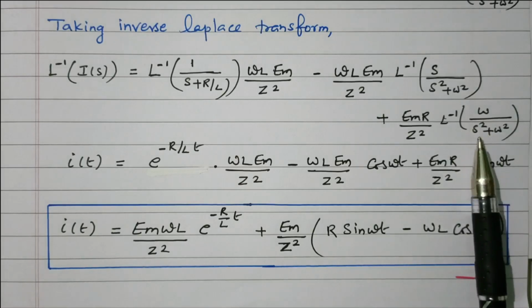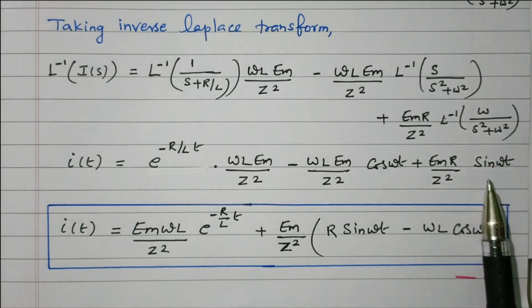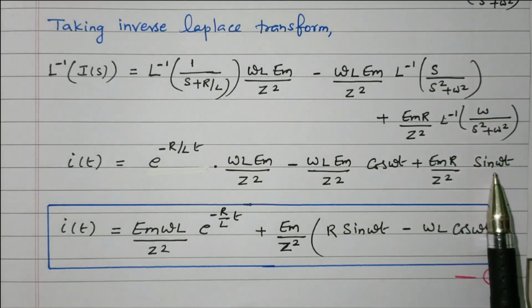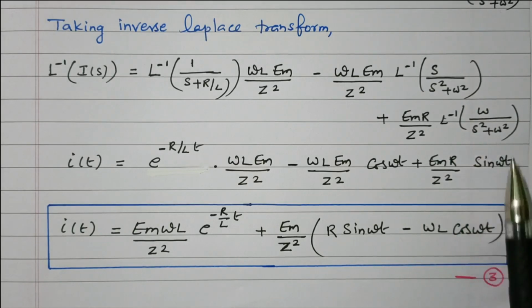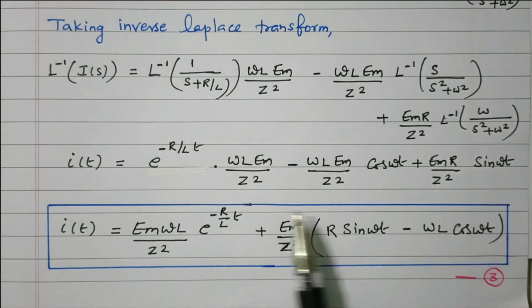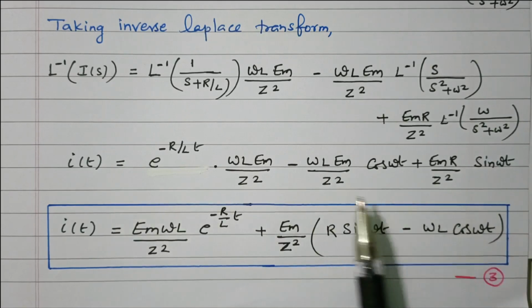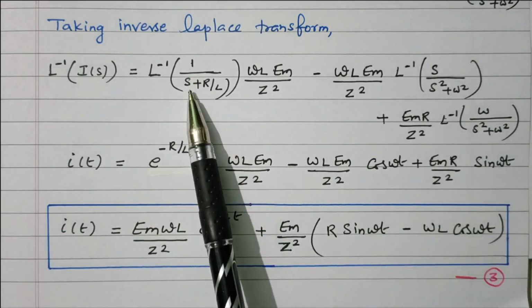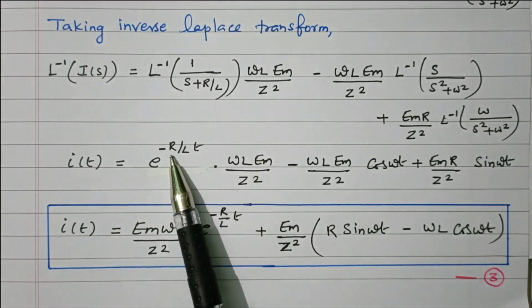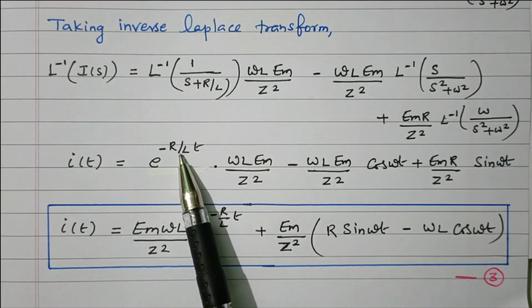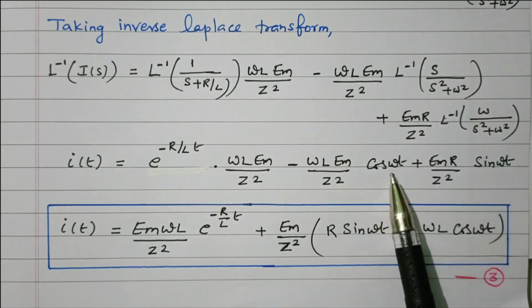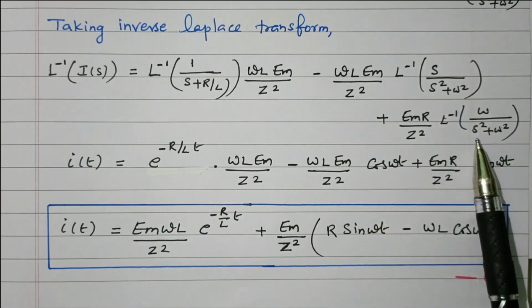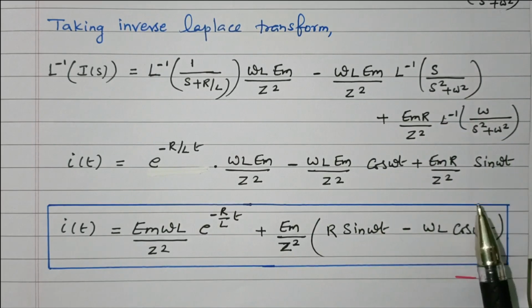Similarly, the inverse Laplace of omega divided by s square plus omega square is sin omega t. So now we have taken all the formulas. 1 divided by s plus a is e power minus at, where a is nothing but r by l. s divided by s square plus omega square is cos omega t. Omega divided by s square plus omega square is sin omega t.